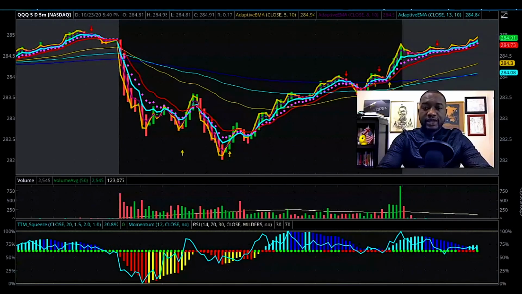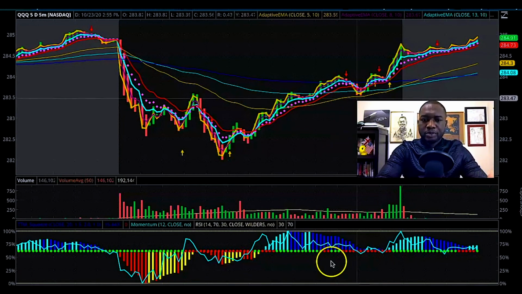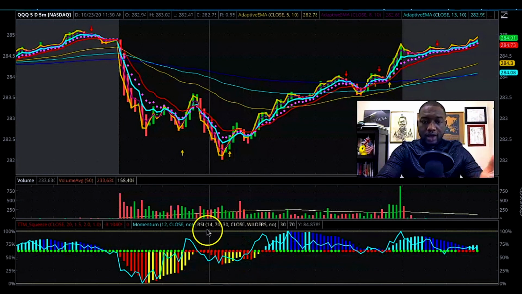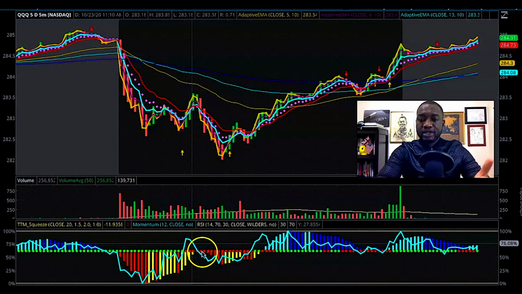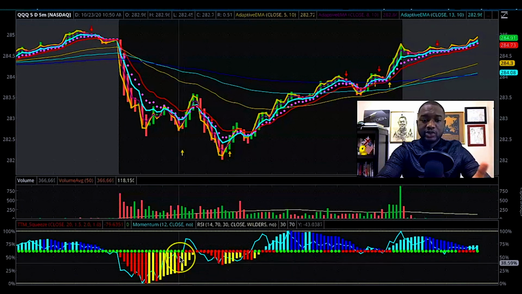So getting right into it here, this is where we stopped from the last lesson. I believe it was lesson 6 or lesson 7. This is where we stopped. We spoke about RSI, a momentum indicator, and also the TTM squeeze.